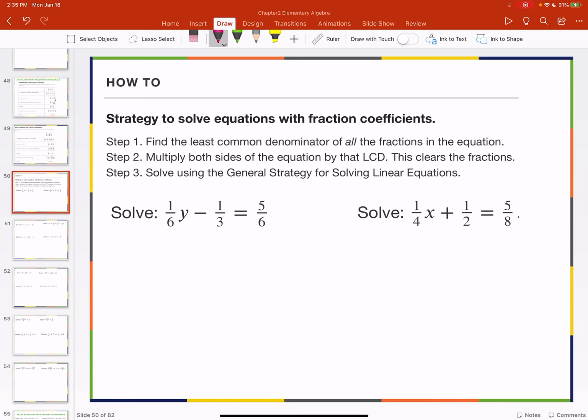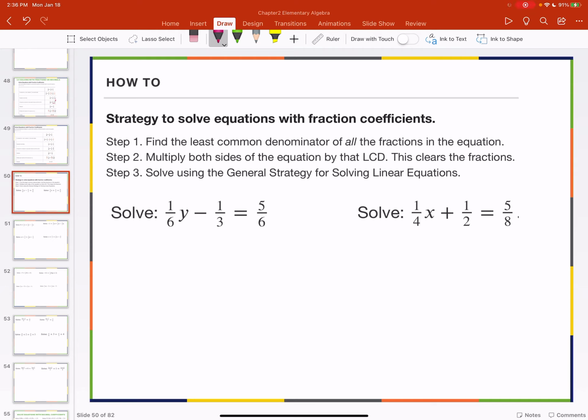Okay, so let's go ahead and do a couple of problems. So first thing, let's talk about strategy. We need to find the least common denominator. Here is another way: if we multiply everything by the least common denominator, that will get rid of all the fractions.